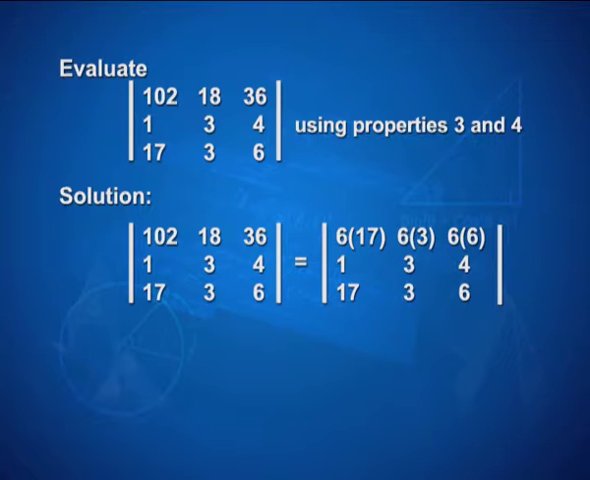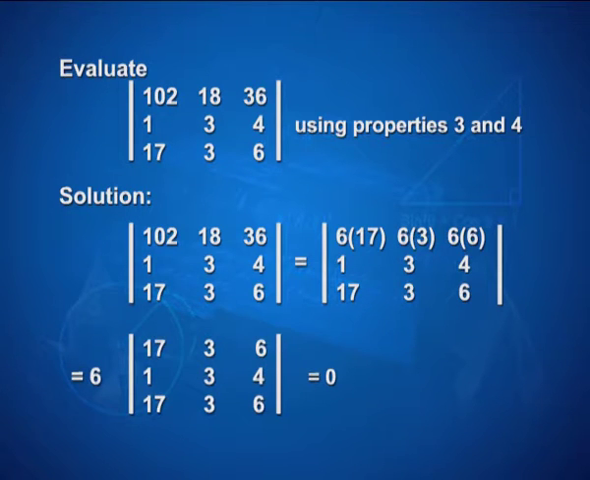Can you find something interesting here? Yes, 6 is common in the first row. So, we can take it out and we can write it as 6 multiplied by determinant 17, 3, 6, 1, 3, 4, 17, 3, 6. This gives me 0 as the answer.